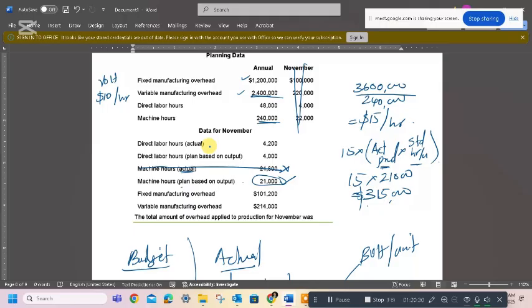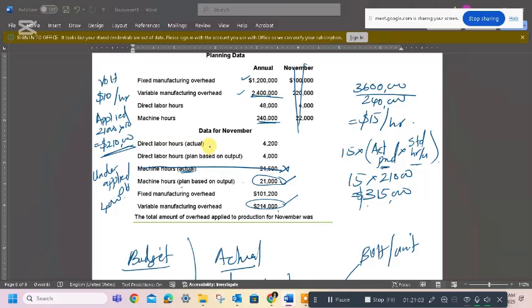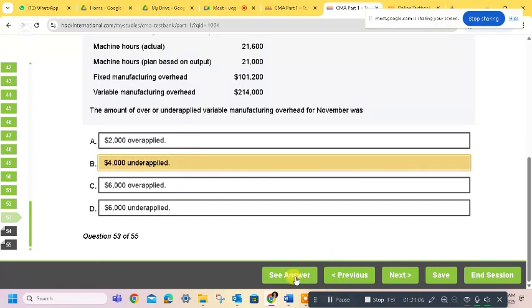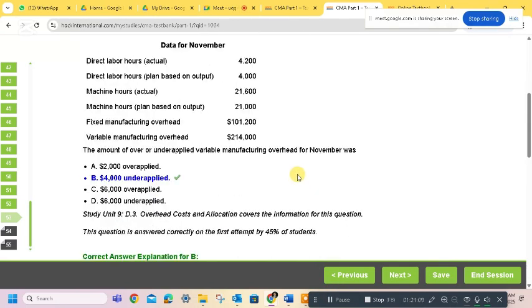How many hours are you going to apply that for? For 21,000 hours you are going to apply. So 210,000 will be the applied variable overhead. But actual variable overhead is 214. 210 is what you applied, actual is 214. There is an under application. You applied less. Applied is less means you call it underapplied. 4,000 underapplied. Correct?